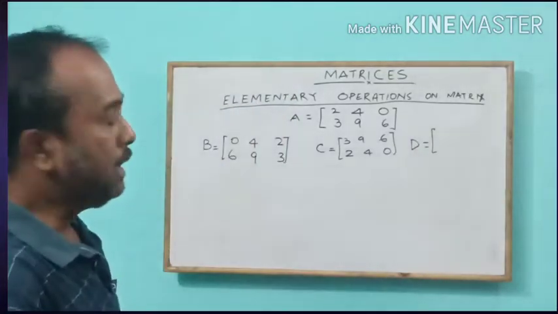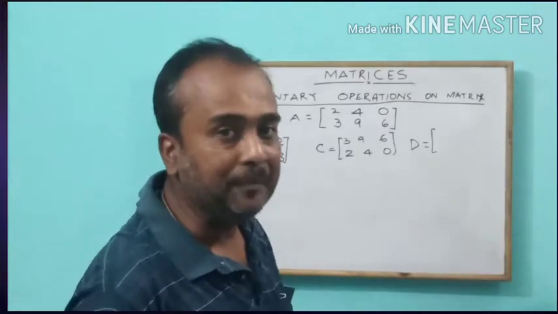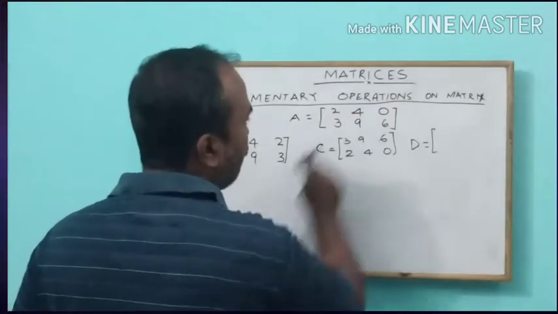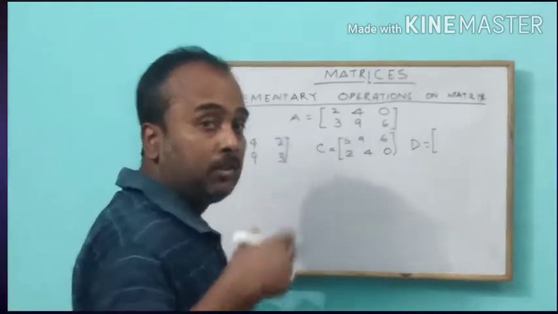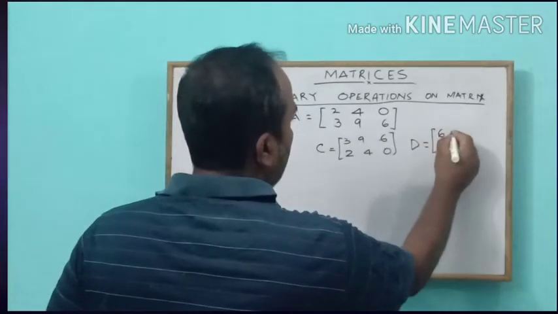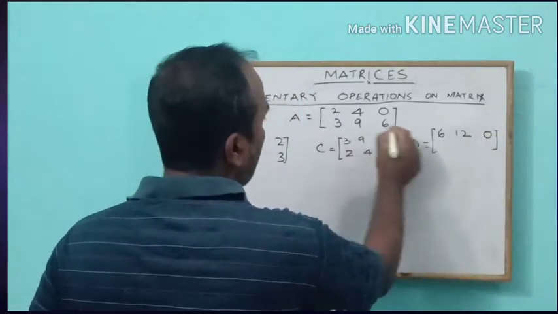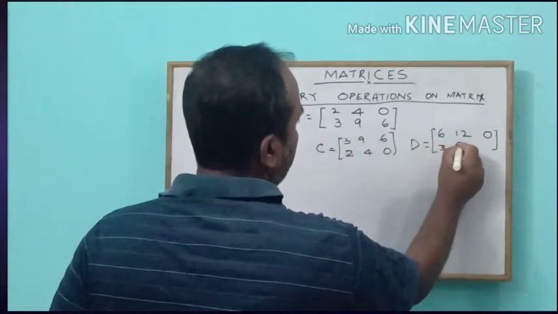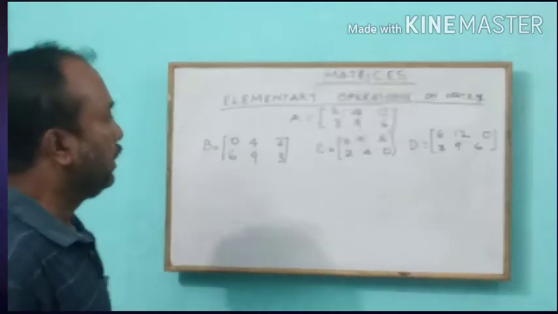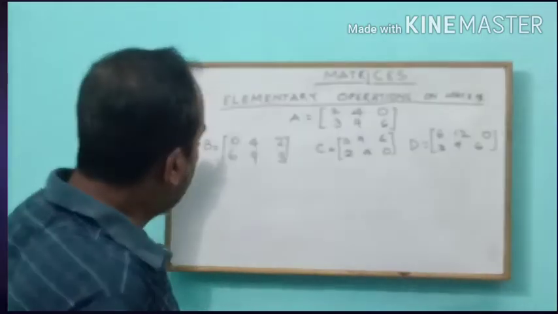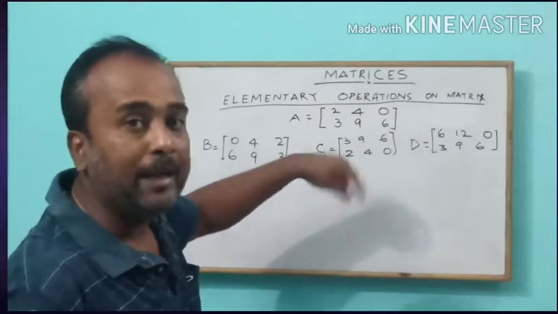Suppose I multiply the first row elements by 3. I am multiplying the elements of the first row, which are 2, 4 and 0, by 3. So 2 into 3 is 6, 3 into 4 is 12, and 0. And the second row elements I will keep as they are. I get this particular matrix. Clear?